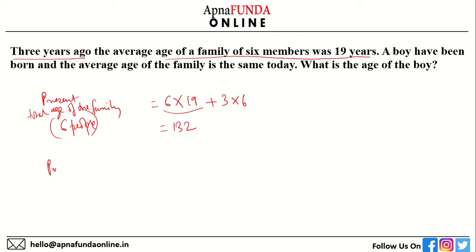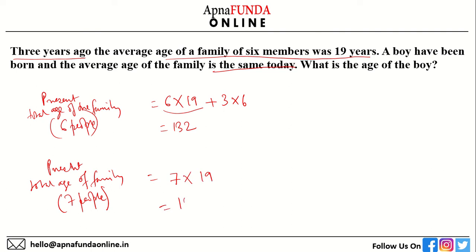Now we have the present total age of the family of seven people. Correct? Now the average age of the family is the same today, that is 19, but for seven people. So 7 into 19 gives me 133. The difference between 133 and 132 is the age of the boy. So my answer is 1. One simple question. I'm sure you also must have got this answer.